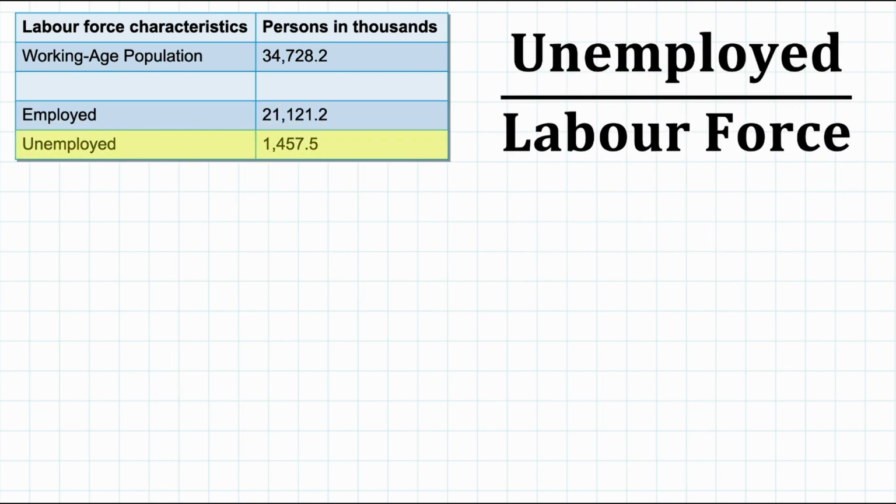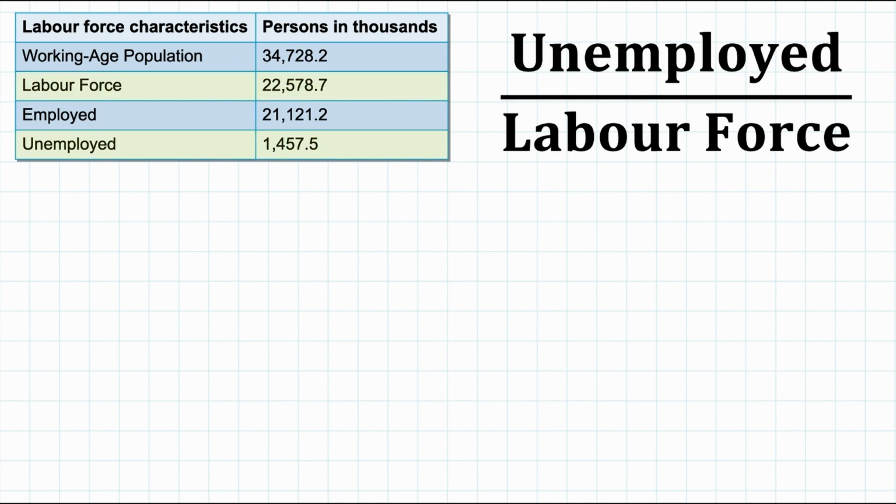So the number of people unemployed right here is 1,457,500. But there is no information for the labor force. So what do we do? Well, the labor force is just the sum of all of the employed and unemployed people. So if I add these two numbers up, that's going to give me the labor force. And in this case, the labor force is 22.578 million people.